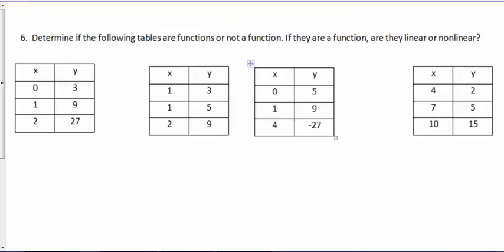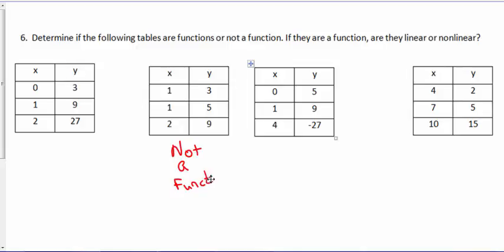6. Determine if the following tables are functions or not a function. If they're a function, are they linear or nonlinear? Well, first off, this one, that's a function. This one is not a function. Okay, it's not.